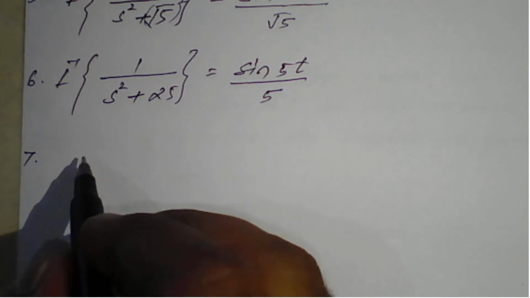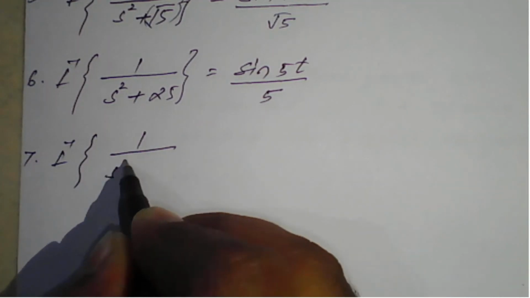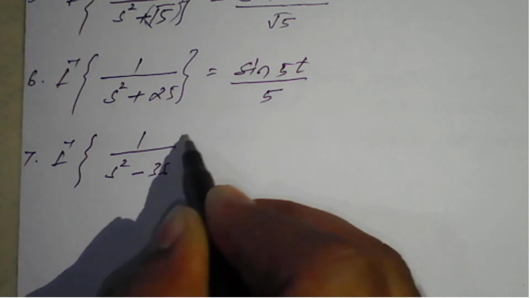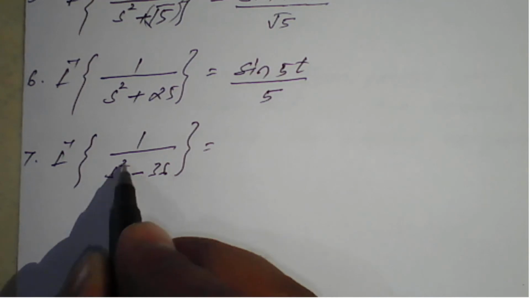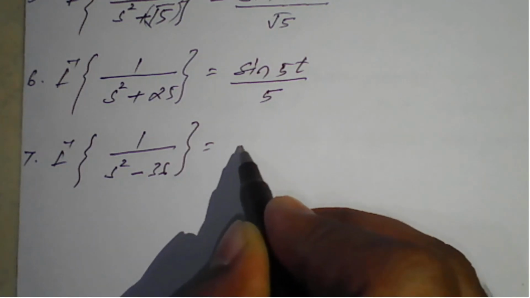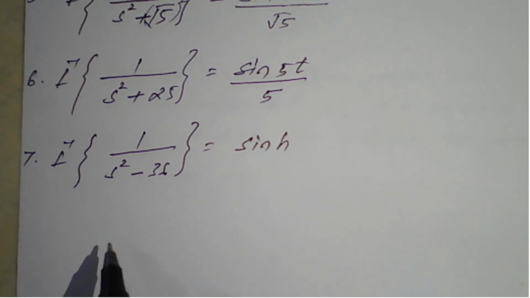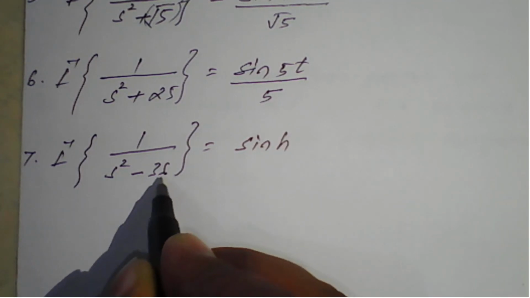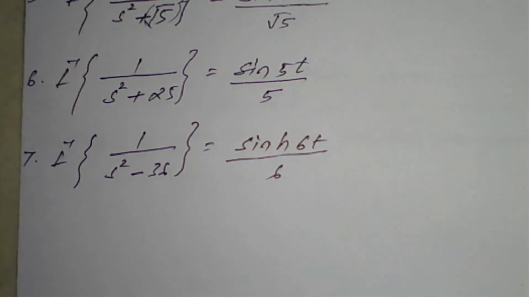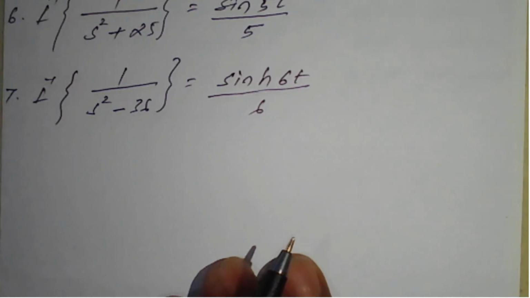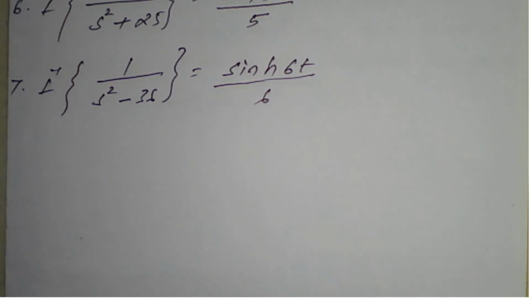Next example is inverse Laplace of 1 divided by s square minus 36. See, this is nothing but again, because of minus sign, s square is there. Because of minus sign, I will write sine, and because of minus, it will become hyperbolic. And 36 is nothing but 6 square, so I will write sinh 6t divided by 6. So in this way, we need to remember the formulas of the inverse Laplace transform.